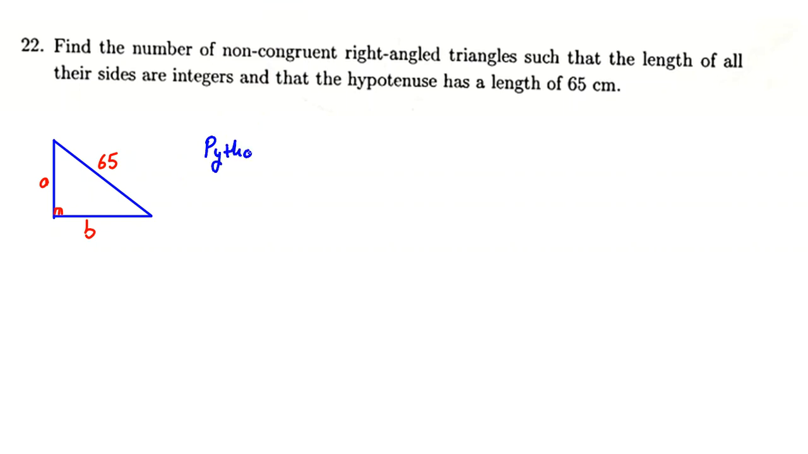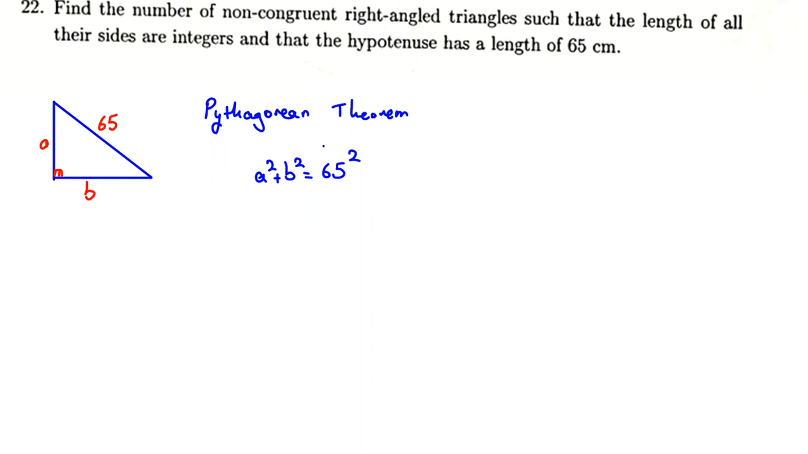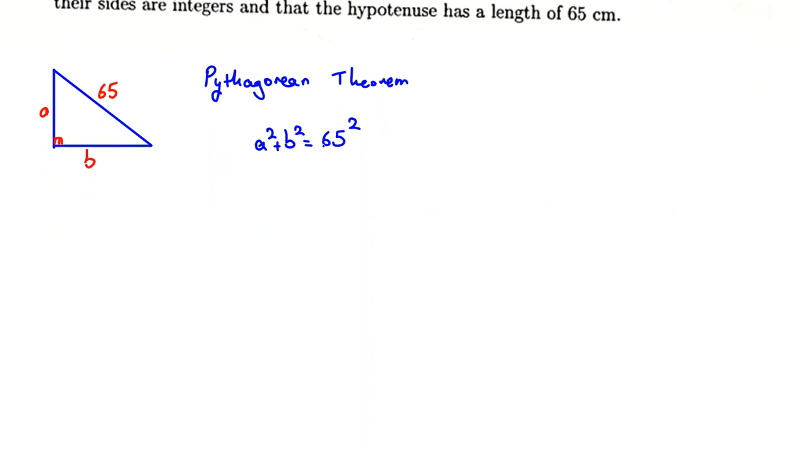Pythagorean theorem, okay, or Pythagoras theorem. If we use that here, a squared plus b squared equals not 65, but 65 squared. Look, one way is to calculate 65 squared, one way is to consider remainders when divided by 4 or 3, but one way is to consider, for example, b without loss of generality.